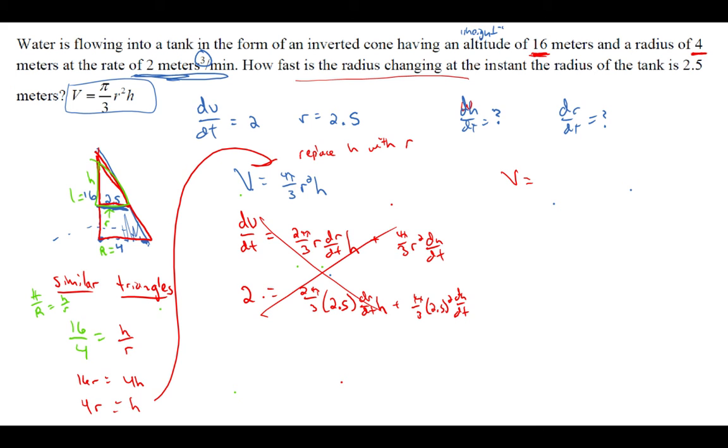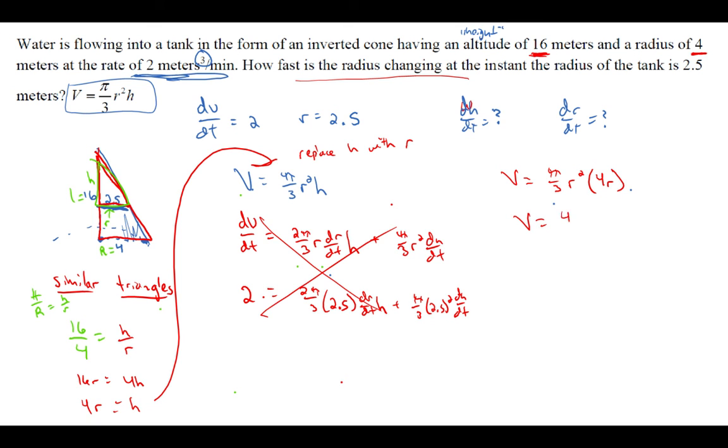We would now end up with V equals pi over 3 R squared, and H is equivalent to 4R. So in other words, the height of this thing is always 4 times the radius. And at the beginning, radius was 4, the height was 16, so that makes sense. So if the radius is 2.5, well, then the height would be 4 times that, so it would be 10, right? But we want to just go ahead and replace it in terms of R, so we don't have to worry about a dh dt.